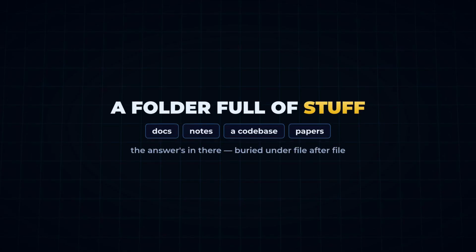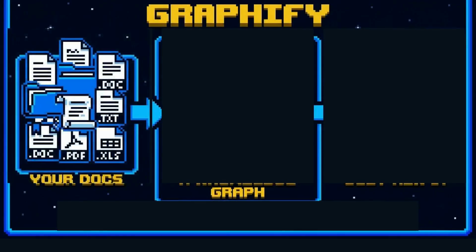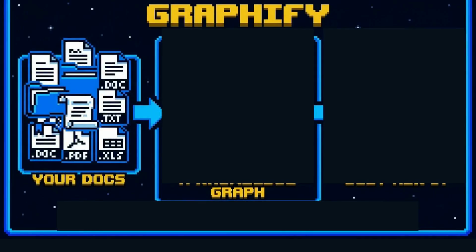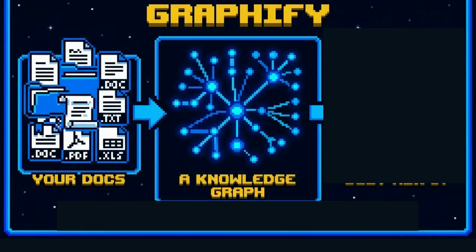Graphify takes any pile of input, text, code, PDFs, even video transcripts, and turns it into a knowledge graph, a connected web of all the concepts and how they relate. And then you just ask it.